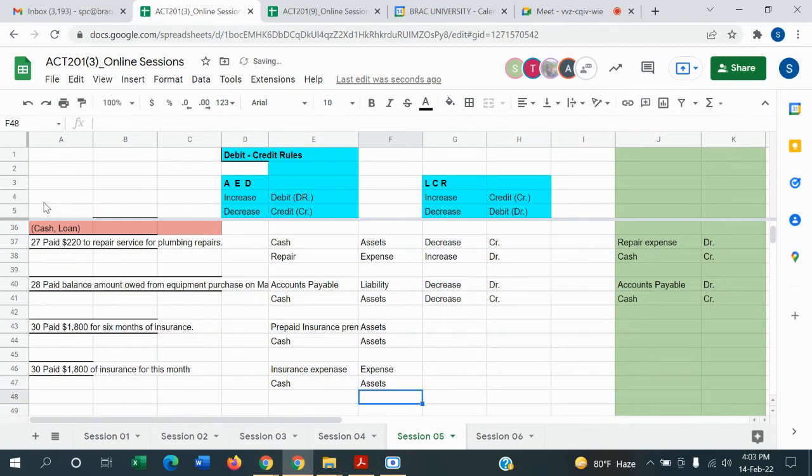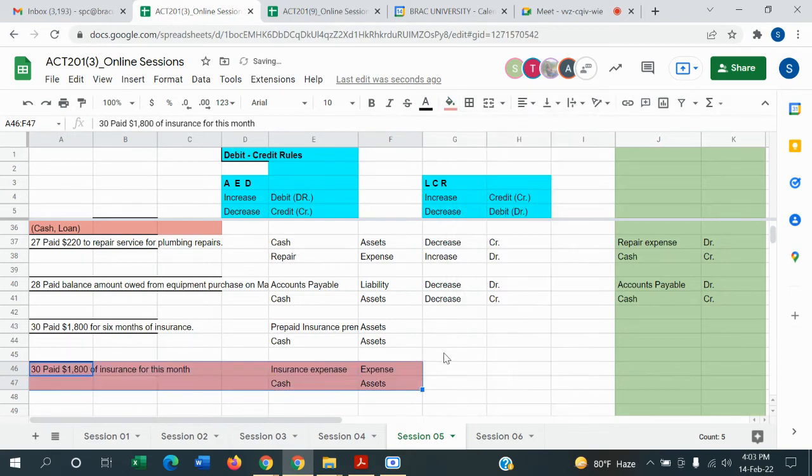Have you got the difference? Sir, I have a question. Sir, in 6 months, does it include this month? Yes, it includes this month. It's a nice question. It also includes this month only.